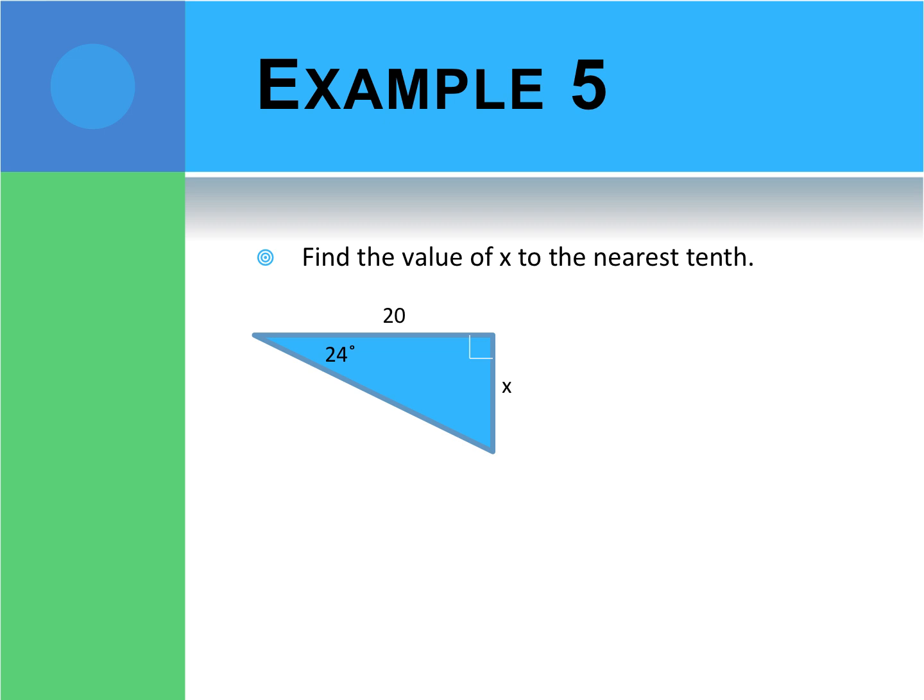Looking at this, it says find the value of x to the nearest tenth. So again, SOHCAHTOA. Are they giving me my hypotenuse to use? No, they are not. So I know I'm not using sine. I know I'm not using cosine. Again, here's my hypotenuse. And they're giving me my angle. Looking at this angle, I have 24. So right now I have tan 24 equals what over what? Good. x over 20. This is my opposite side. This is my adjacent side.